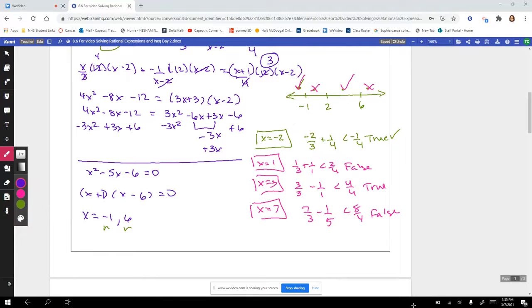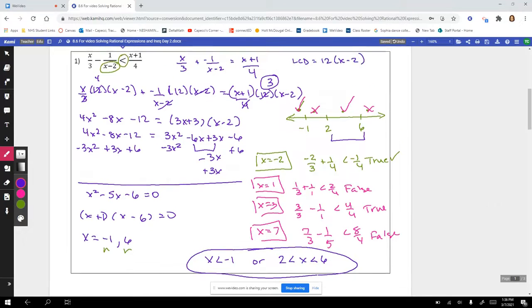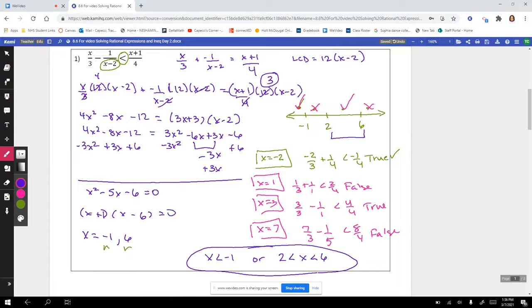So what I can say is x is less than -1. And I also know that I'm between 2 and 6, or 2 is less than x, which is less than 6. So x is between 2 and 6. So there are our final regions of inequalities that will make a true statement in our given inequality.